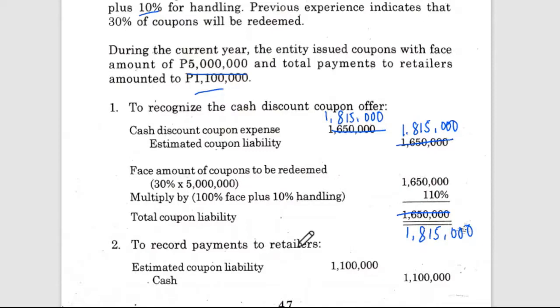1,100,000. Okay. So again, if you're asked in the problem, what is your cash discount coupon expense? That's 1,815,000. And if you're asked how much is the estimated coupon liability, that's 1,815,000 minus 1,100,000, that's 715,000.